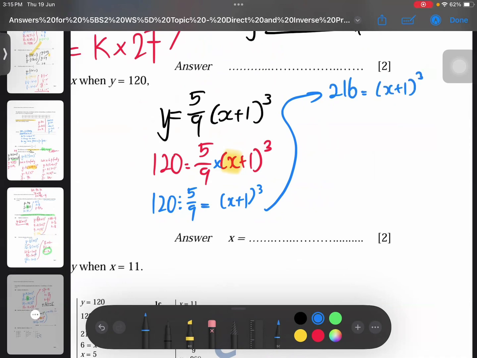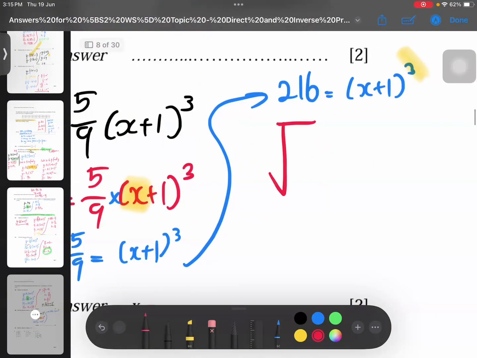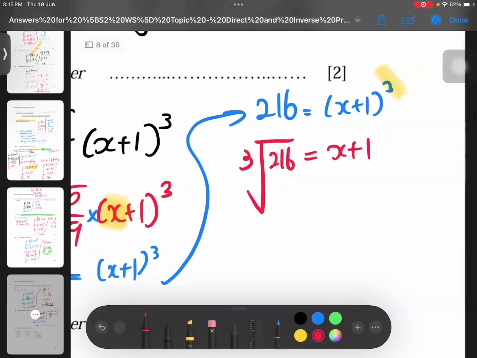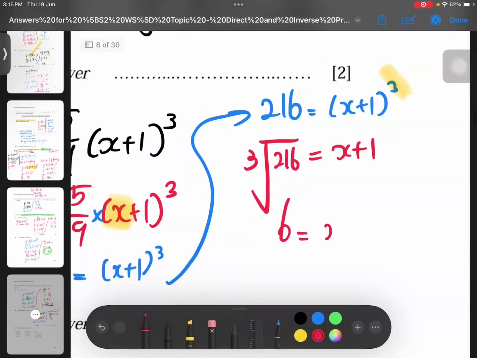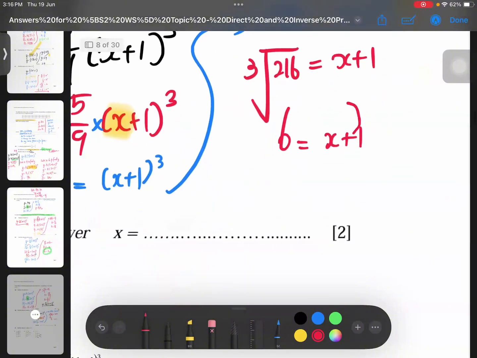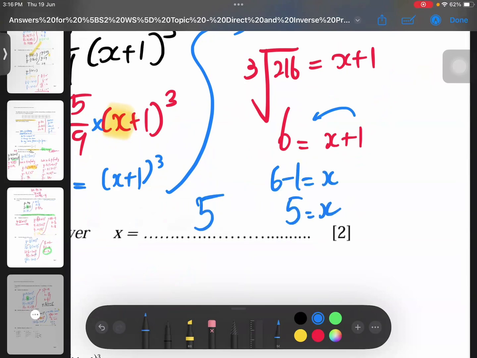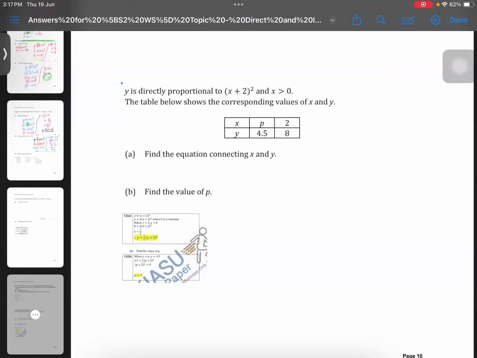Can you understand? How are you going to remove the 3 over here? You just have to cube root it. 216. Can you understand? All right, so this is x plus 1. Are you understanding or not understanding? All right, so then you cube root 216, then you get 6 over here. Agree or disagree? All right, 6 equals x plus 1. Make sense? Bring the 1 over. When you bring the 1 over, you're going to do 6 minus 1 equals x, right? So therefore 5 equals x, and therefore your answer for this question has to be 5.